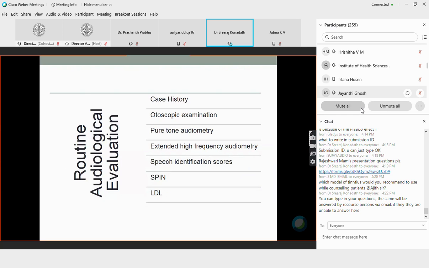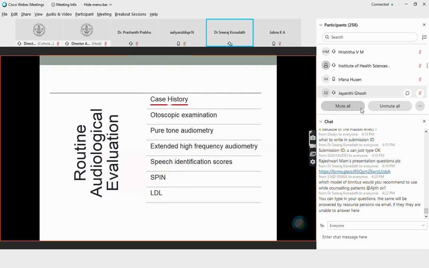So, routine audiological evaluation: when we start off, we have to know the things to be covered under it. Most of these tests are done in clinical practice by most audiologists. You will be taking a detailed case history, then doing an otoscopic examination, pure tone audiometry, and you have to go for extended high frequency audiometry. Why, I'll tell you later, because that gives some significant information. Then you can do speech identification scores, SPIN, the speech in noise test, and loudness discomfort levels.